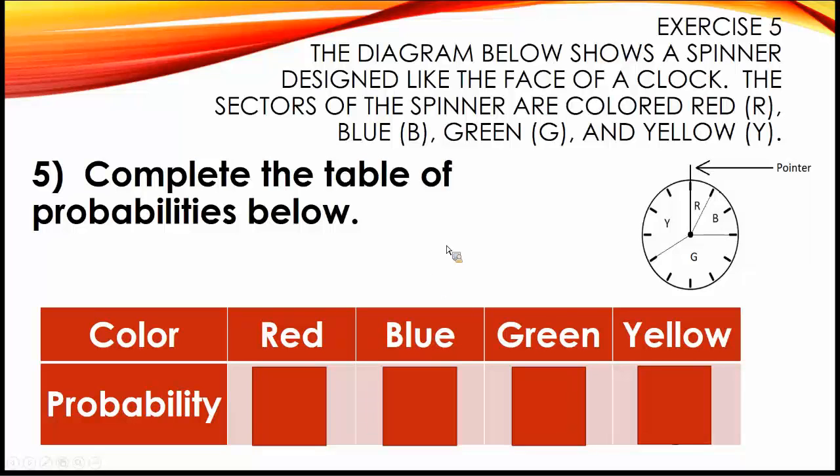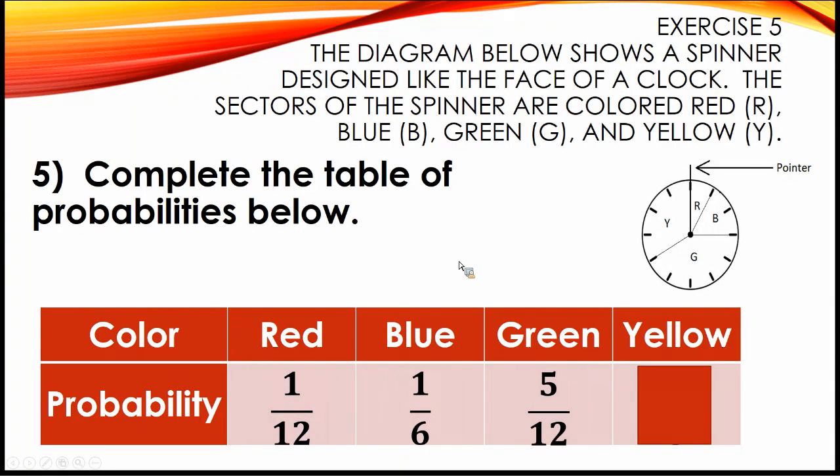So here we just got all the probabilities for each of those colors, so we're going to fill out the table. Red was 1/12, blue was 1/6, green was 5/12, and yellow was 1/3.